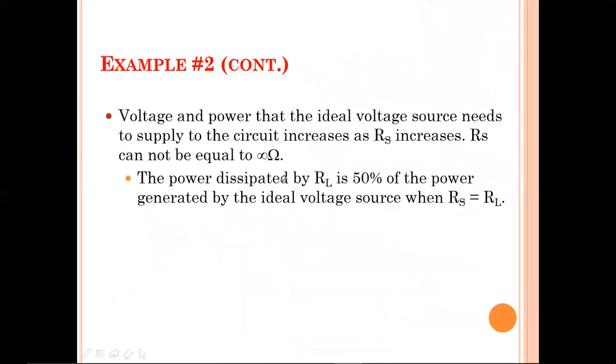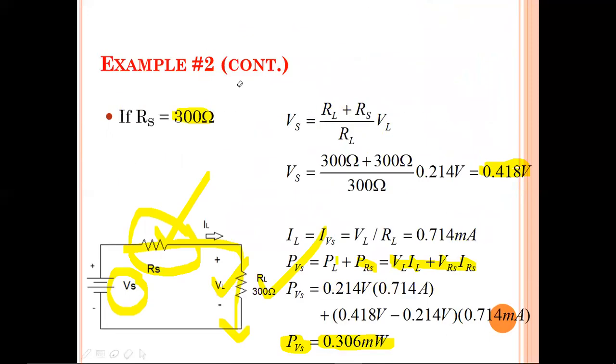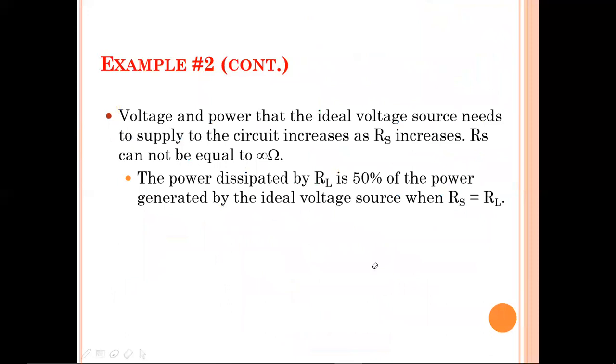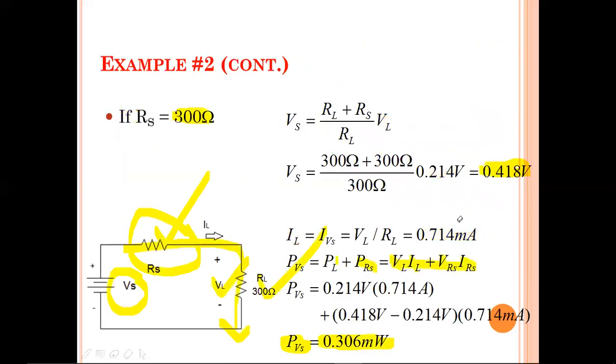Please note down this point clearly. After taking all these different cases, total 5 cases, right? Here 4. After observation of these 4 cases, I am going to conclude these points. The ideal voltage source needs to supply more voltage and power to the circuit as RS increases. Means as RS increases, my voltage also increases and the power also increases. That is what I want to conclude. The power dissipated by RL is 50% of the power generated by the ideal voltage source when RS is equal to RL. When RS is equal to RL means 300 ohms is equal to 300 ohms.